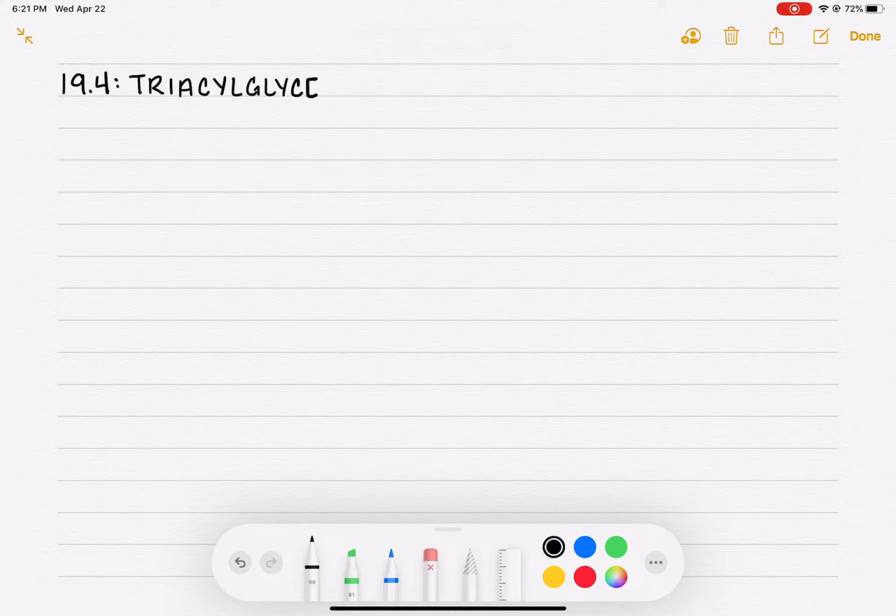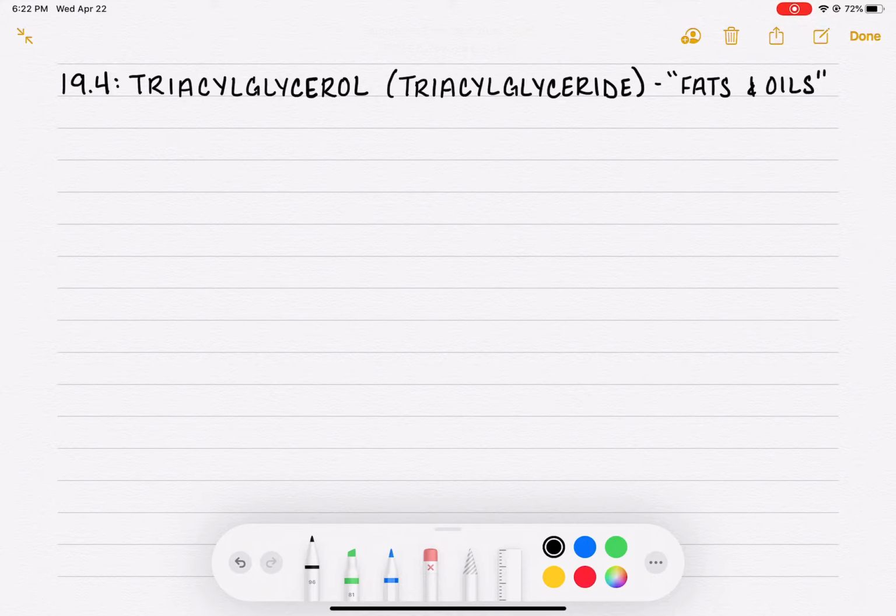And then the next type is the triacylglycerol, which is also called triacylglyceride. Those names are used interchangeably. Triacylglyceride. There's a lot of consonants in a row. The triacylglyceride is a lipid that is made from fatty acids. Triacylglycerides are what we commonly call fats and oils. So in everyday language, we just refer to these as fats and oils.